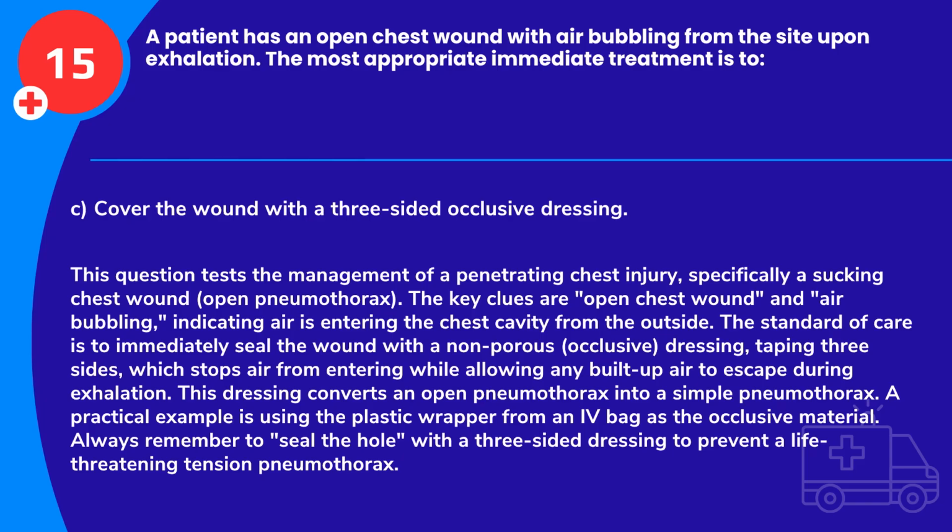The standard of care is to immediately seal the wound with a non-porous, occlusive dressing, taping 3 sides, which stops air from entering while allowing any built-up air to escape during exhalation. This dressing converts an open pneumothorax into a simple pneumothorax. A practical example is using the plastic wrapper from an IV bag as the occlusive material. Always remember to seal the hole with a 3-sided dressing to prevent a life-threatening tension pneumothorax.